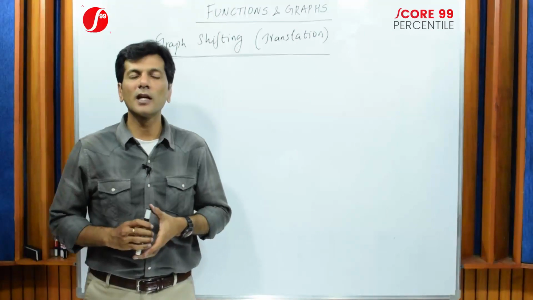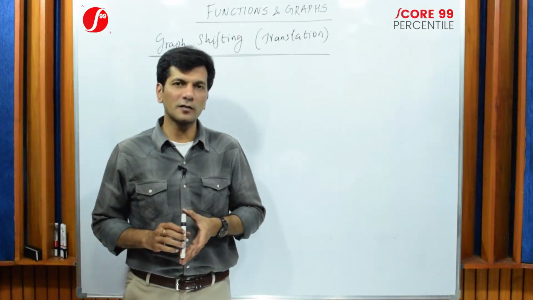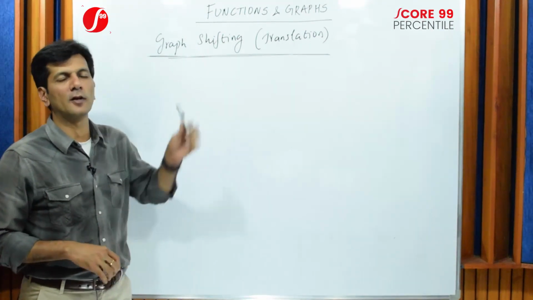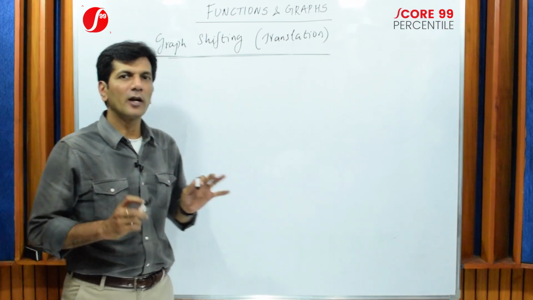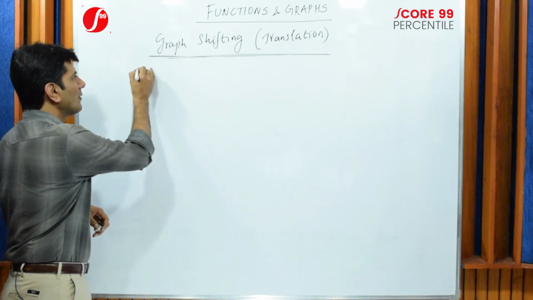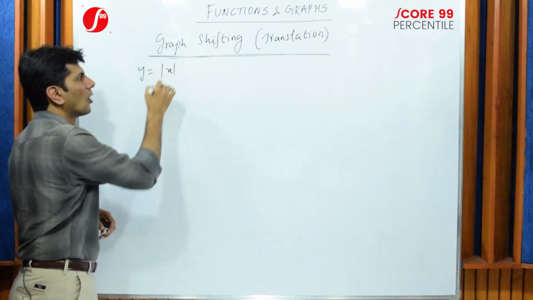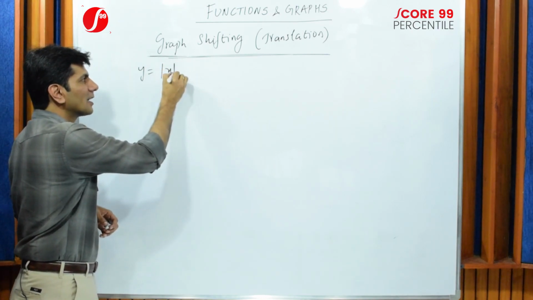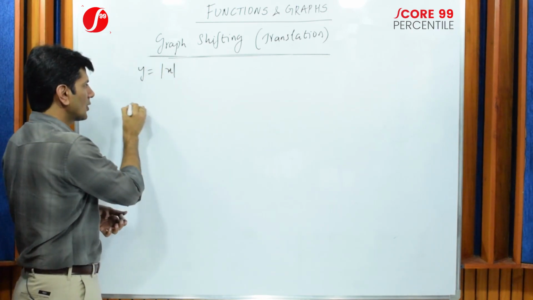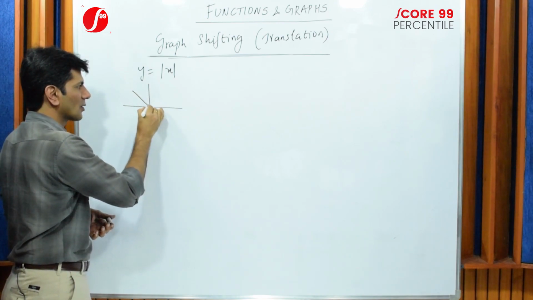Now what we are going to learn now is a very important concept on what we call shifting of graphs. Now what are we trying to understand here? Let's say we have a function y is equal to mod x. We've learned a little while earlier how the graph of this function looks like. Your graph of y equal to mod x looks like this.